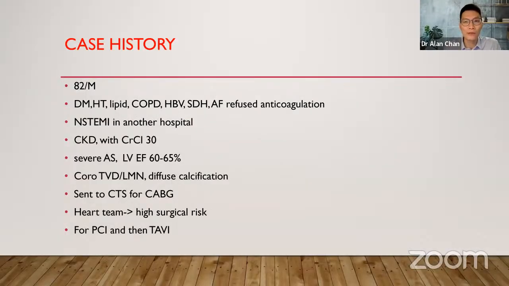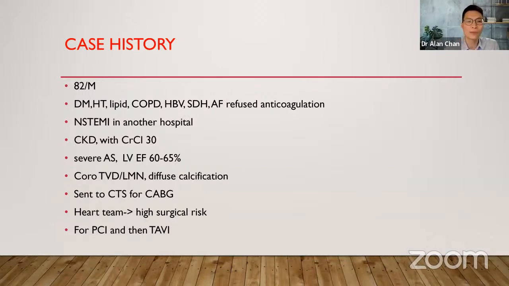So I go straight to the history. My patient is an 82-year-old gentleman. It's a very old age. He had multiple comorbidities, including diabetes, hypertension, hyperlipidemia, COPD, history of subdural hemorrhage, and also atrial fibrillation, but he refused anticoagulation. This time he first presented with a non-STEMI in another hospital. He also had CKD with creatinine clearance only around 30. At the same time, he was newly diagnosed with severe aortic stenosis with preserved ejection fraction.